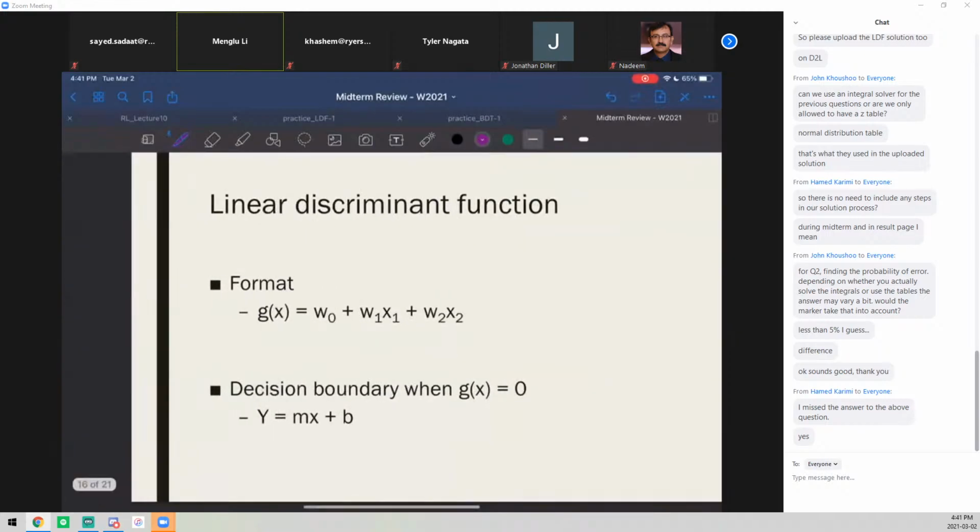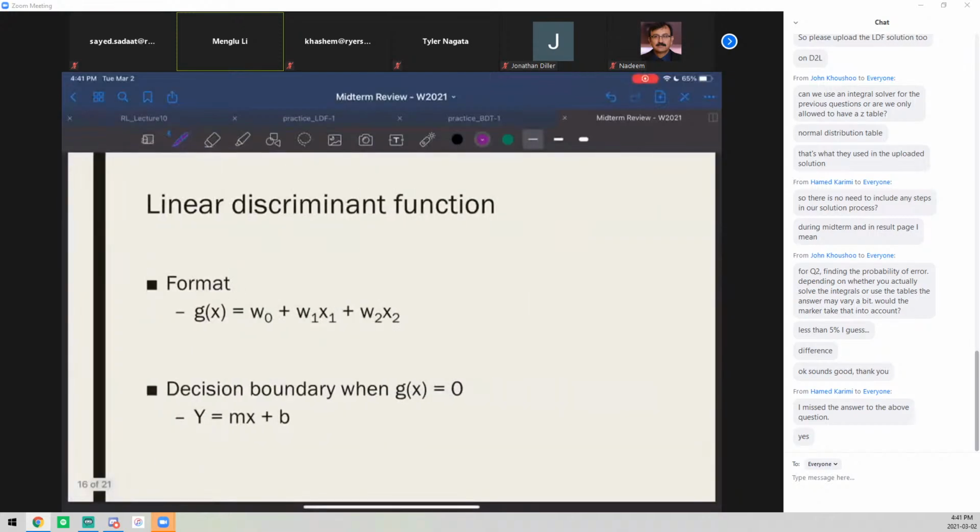Okay, let's continue. The final topic is the linear discriminant function. The format of the linear discriminant function is this one, and we want to find the best values of W0, W1, and W2 so that all data can be classified.